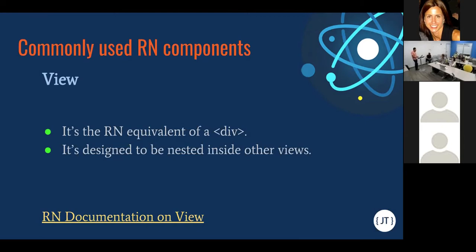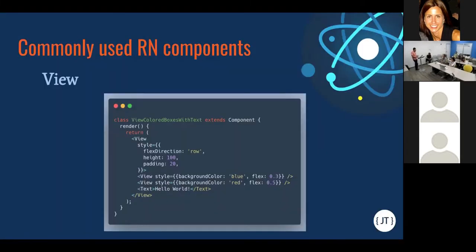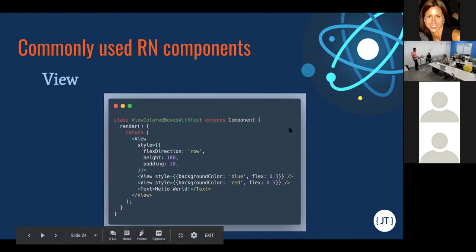And so it is designed to be nested. You can have multiple divs nested as well. I'm sorry, multiple views nested as well. So this is just an example of what a React Native component looks like. You have a view that is wrapping all of the other elements inside, which are two other views and a text.